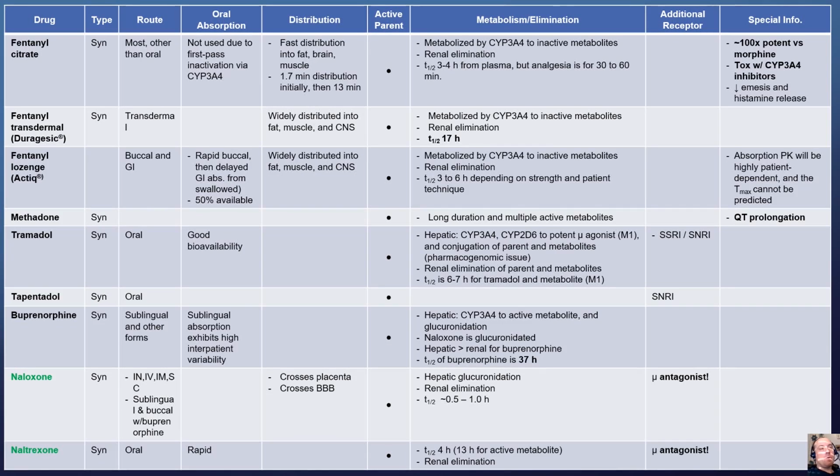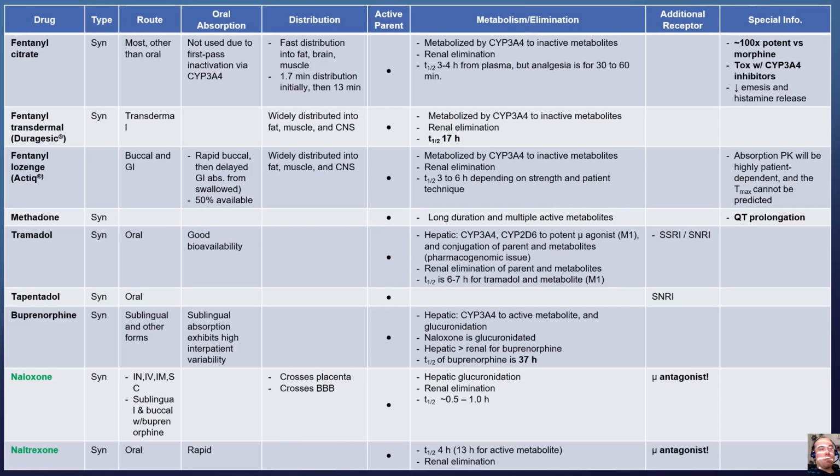I don't expect everyone to be familiar with that. It's 37 hours, but it's really one of the longest ones. Okay. It's typically given with naloxone, and I'm going to talk about exactly why on another slide.